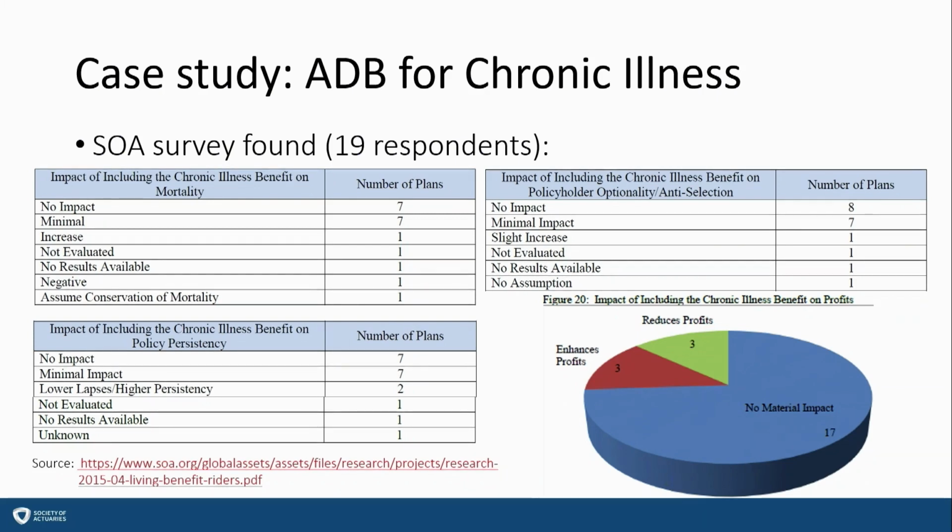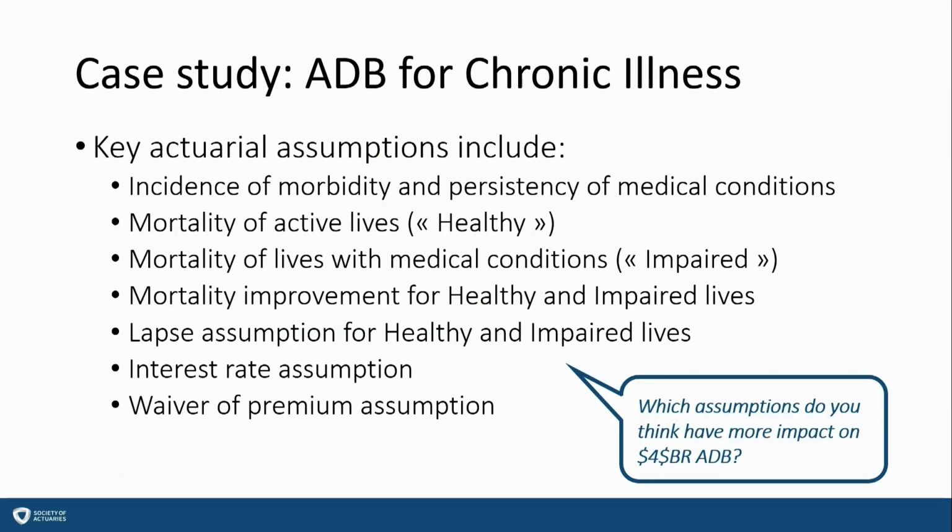If you took a look at the quotes I was giving earlier, currently about 25% of the products sold in the US actually have a rider like this. So what are the key assumptions? The key ones are obviously your incidence, how many people actually use this benefit for chronic illness, which leads to questions then if you have one single benefit that you need to split up and one of them will be paid early, you need to split your population between those that are in impaired health versus healthy lives. Each of them will have different mortality once you start to split them.